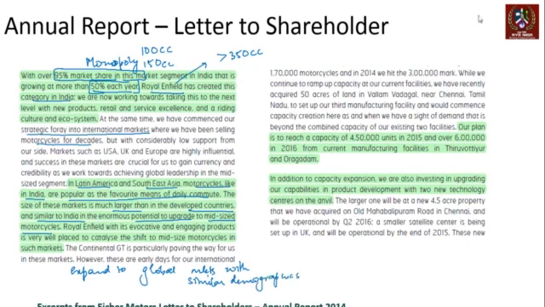So that's the first part. Then they are also talking about their capacity expansion plans. So they are reaching a capacity of 450,000 units in 2015. Remember, 300,000 in 2014. Now 450,000 in 2015, 600,000 or 6 lakhs in 2016. They are also investing in upgrading our capabilities in product development with 2 new technology centers on the anvil.